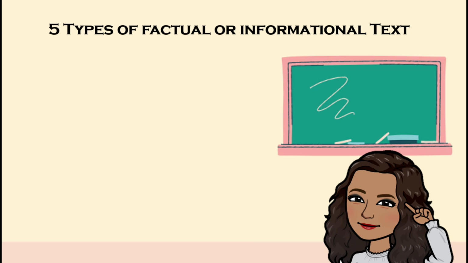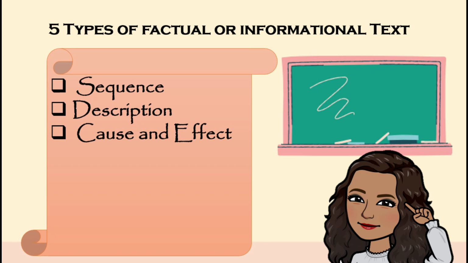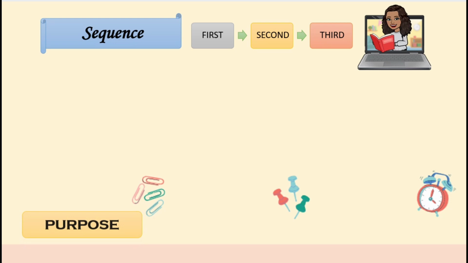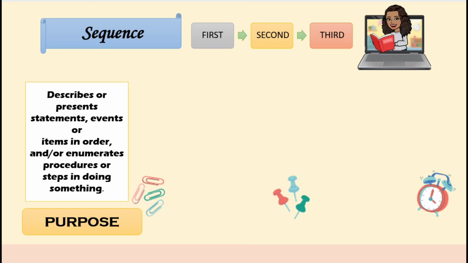Now let us dig into the different types of factual or informational text. These are sequence, description, cause and effect, comparison contrast, and problem and solution. For the first type, we have here sequence or procedural text. The purpose of sequential or procedural text is to describe or present statements, events, or items in order and enumerates procedures or steps in doing something.